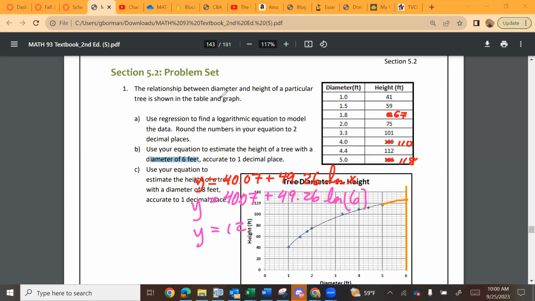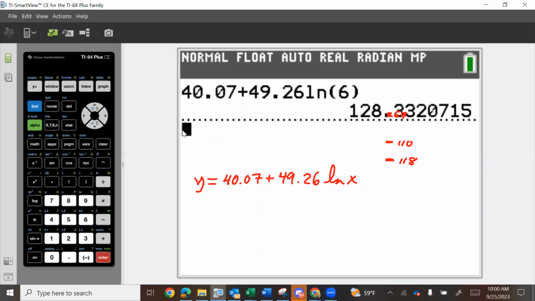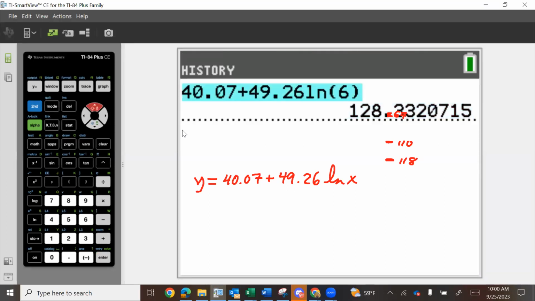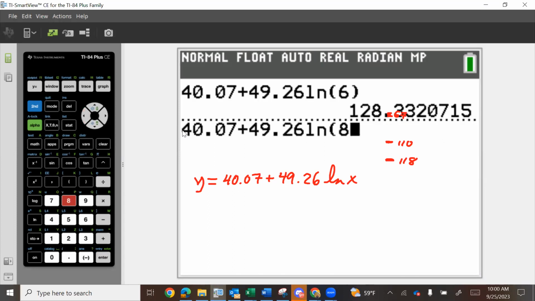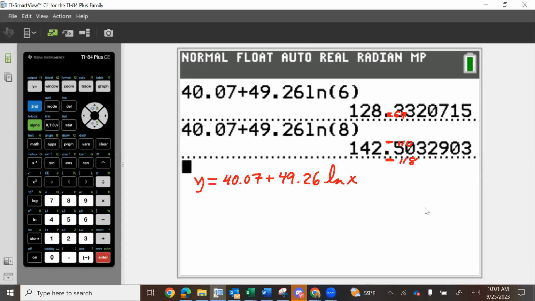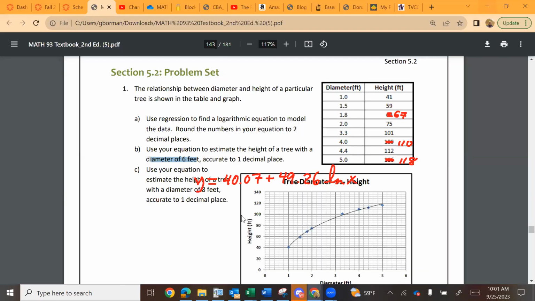I need to erase a little. Use your equation to estimate the height of a tree with a diameter of 8 feet, accurate to 1 decimal place. So then you just plug in 8. Because we're using TI-84s, which are super cool, I'm just going to arrow up, hit enter to grab that, and say 8 feet, boom, 142.5-foot height. That's the cool way of doing it, but you don't have to be cool like me. It's really not recommended. Anyway, that's all I got for this section. Go forth, conquer, and be awesome.